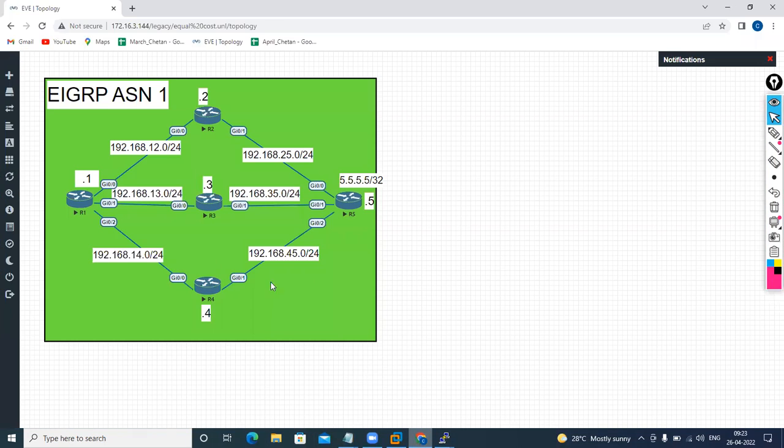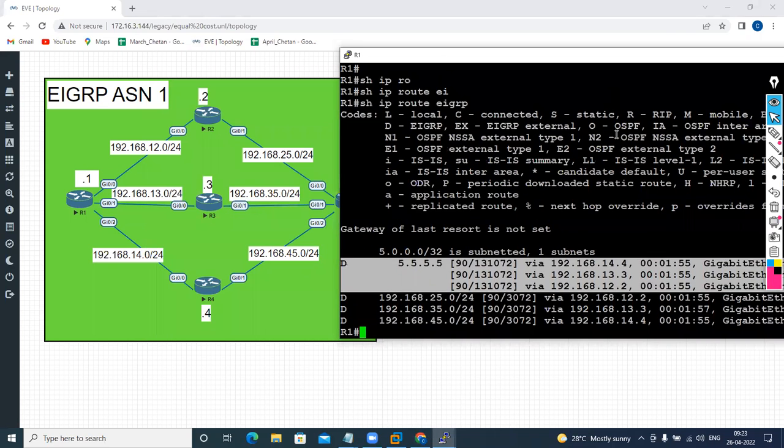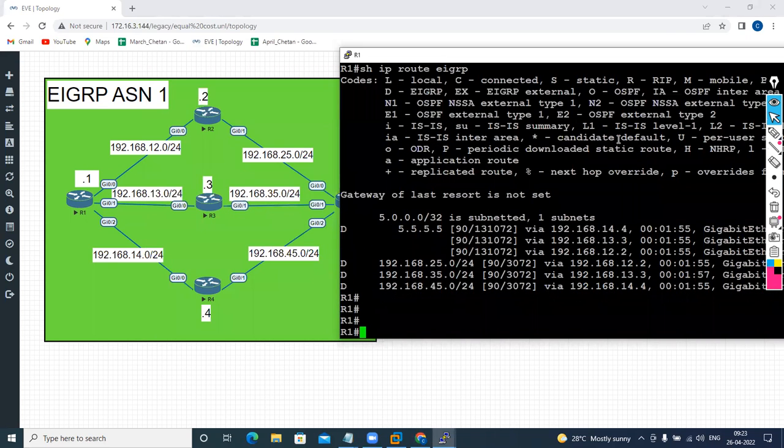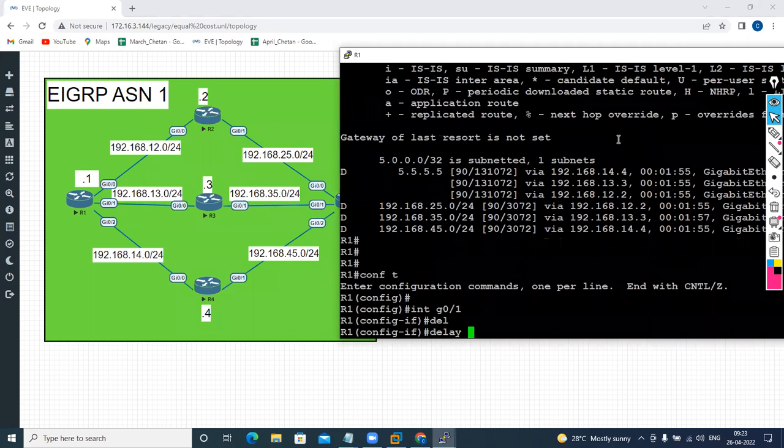Or if you use separate interfaces, like let us consider R1 to R2, I'm using Z0/0. In GNS3, it supports FastEthernet 0/0 and Ethernet 0/0 as well. You can do that, but since EVE-NG supports only gigabit, I'll just change the delay. We'll go to our R1 and change the delay of the Z0/1 interface. How to change that? The command is delay, and you can provide 100. Enter.